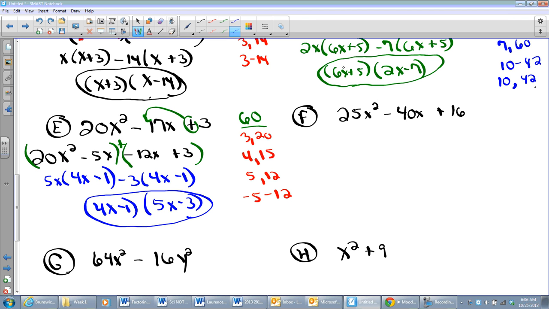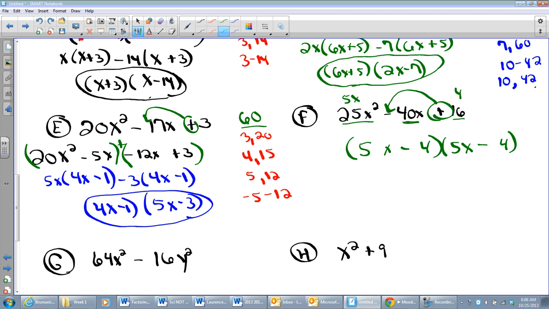Letter F. Before I actually go and do it, I noticed something right off the bat. I've got a perfect square, 4. I've got a perfect square here, 5x. If I multiply them together, I get 20x doubled. I've got 40x. This is a perfect square trinomial, ladies and gentlemen. 5x and a 4, 5x and a 4. Need two negatives. Boom, boom. There we go.